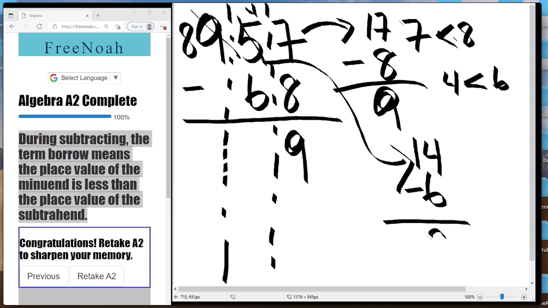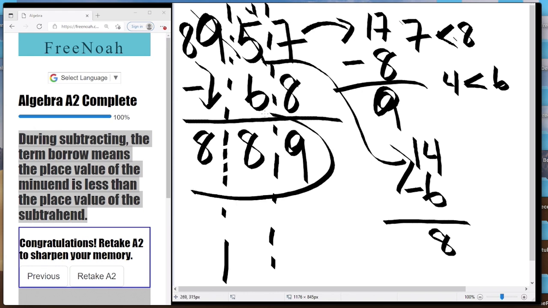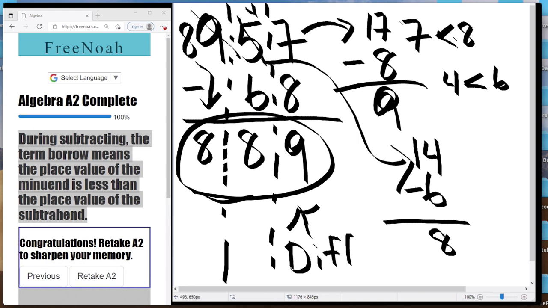14 minus 6 is 8. We place the 8 here, and then we take the 8 in the hundreds column, and we simply bring it down. And the difference is 889. All right, a nice quick little introduction to borrowing. Borrowing, carrying, they're similar. I'm pretty sure they're just two different words for the same operation there.